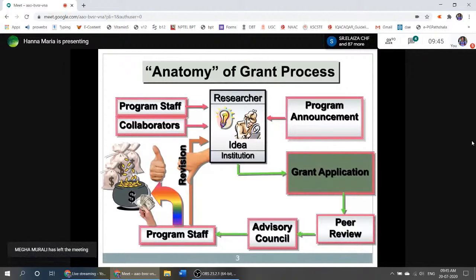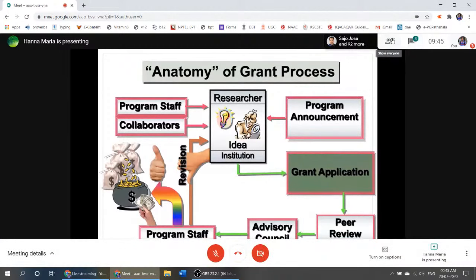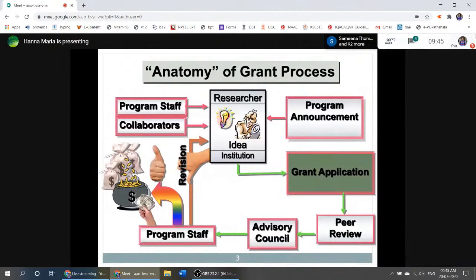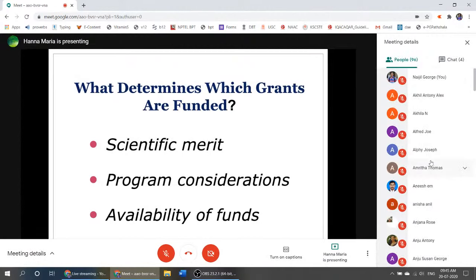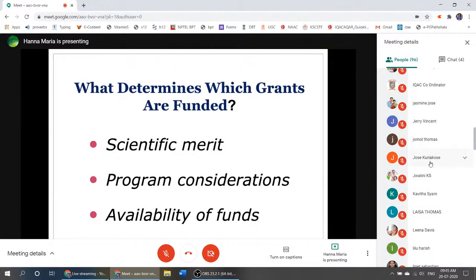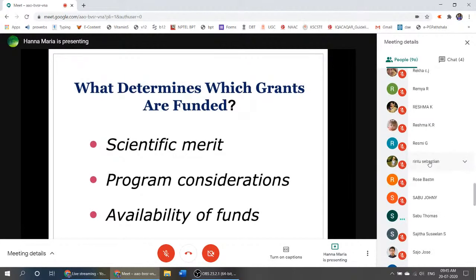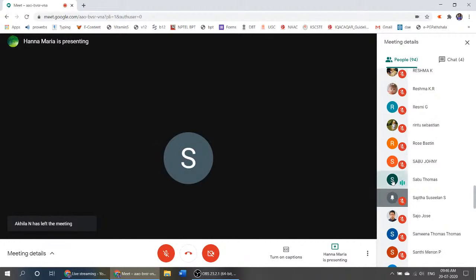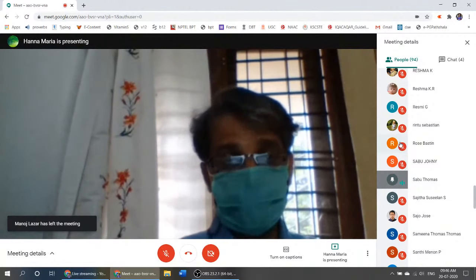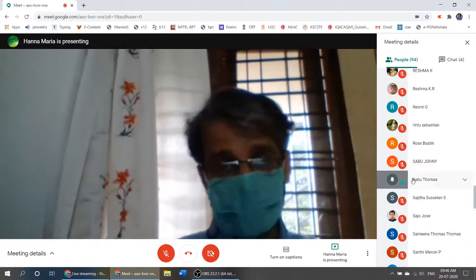If you look at the other side, you can see the collaborators, the staff members of the DST or DBT, that is, program staff. Whenever you have any problem, you should always interact with the officers of the funding agency. So a faculty member has to look at the announcements and interact with the funding agencies. A faculty member also has to find the collaborators. Then he has to think very seriously, read very carefully, propose an idea, and submit a grant application.